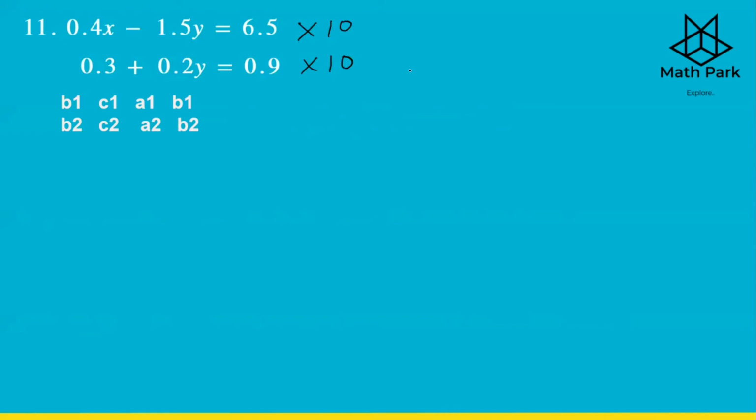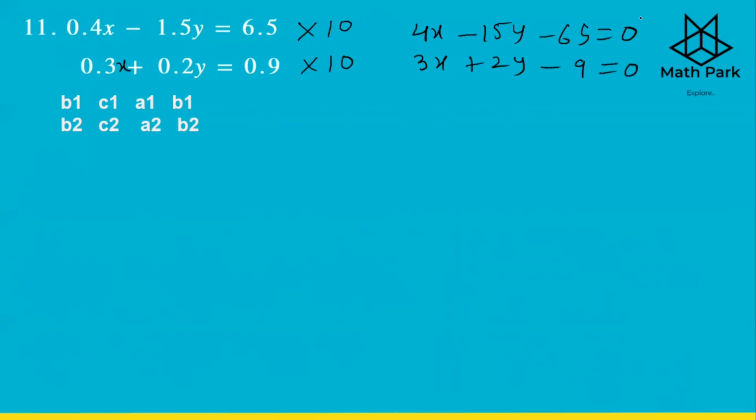So this is going to be 4x. So now I'm going to write in the form of x. So 0.4 into 10 is going to be 4x. Minus 1.5y into 10 is going to be minus 15y. And 6.5 into 10 is 65, which moves here. It becomes minus 65, which is equal to 0. 0.3 into 10 is 3, so this is going to be 3x. And 0.2 into 10 is going to be 2y. So plus 2y. And 0.9 into 10 is 9, which comes here becomes minus 9, which is equal to 0.